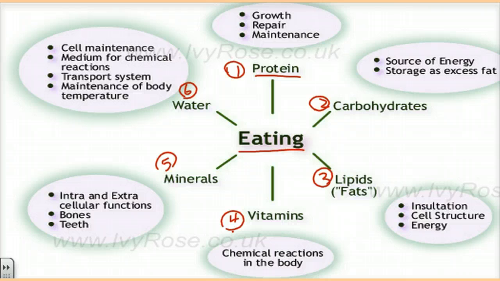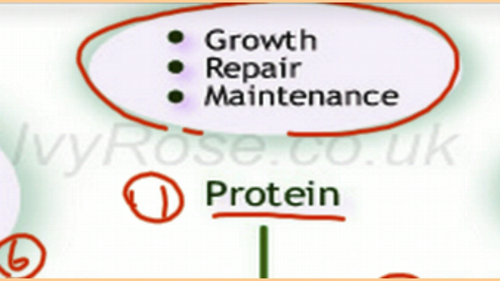For example, proteins. We're going to look at proteins right now. Proteins help us with growth, repair, and maintenance. Whenever you have a cut, a scratch, or a damaged cell or tissue, proteins help to repair or build these cells. It also helps in growing. So if I was to ask you in an exam, of all the six types of substance you can get from eating, which one will help you to grow or directly contributes to growing? You will have to say proteins.